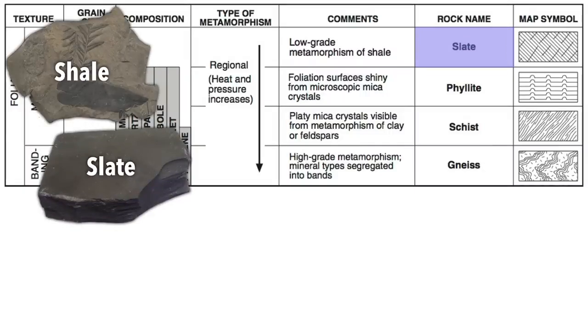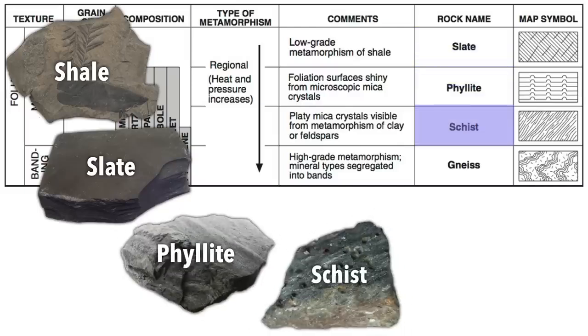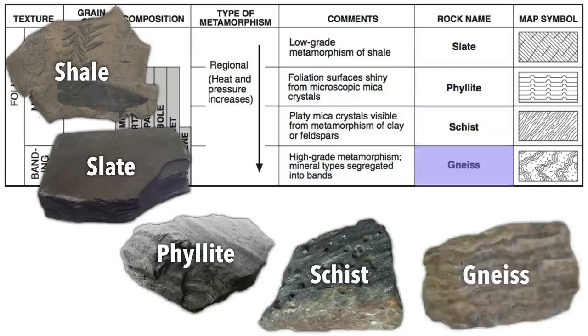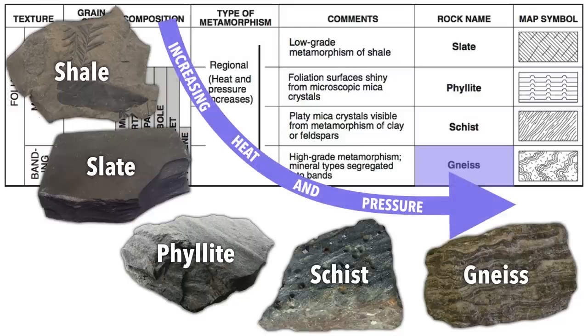Now, if that slate gets pushed deeper underground, it will metamorphose even more and become something known as phyllite. Even more heat and pressure, and we'll get a sample of schist, and even more, and we will get the rock gneiss. Notice the bands in gneiss. That's a very common characteristic. Now, if a sample of gneiss is pushed even deeper underground, the heat and pressure will actually cause it to melt, and then it will become an intrusive igneous rock. So this is a result of increasing heat and pressure within the Earth's crust.